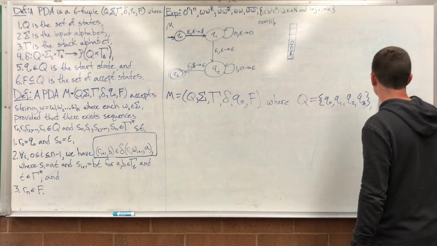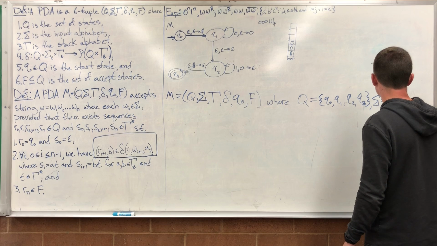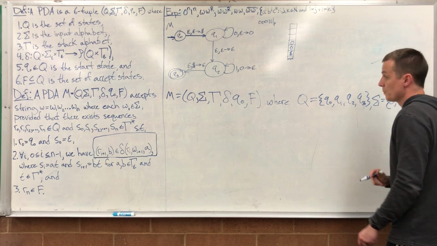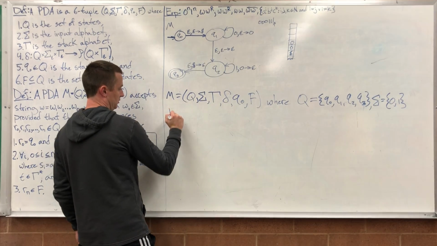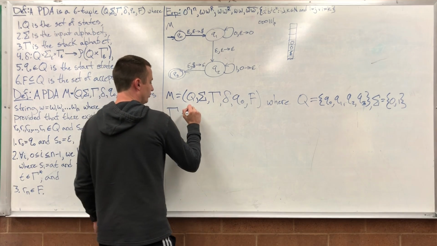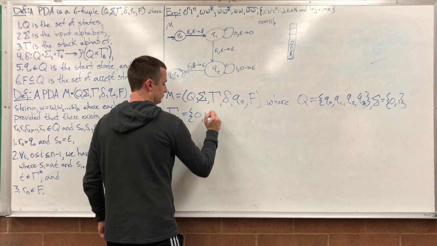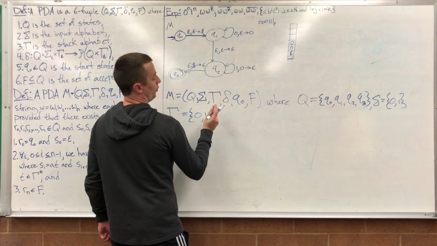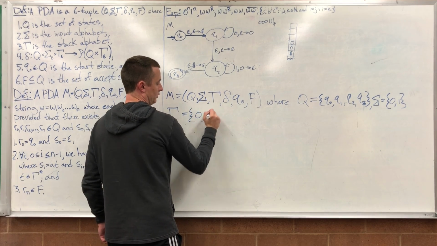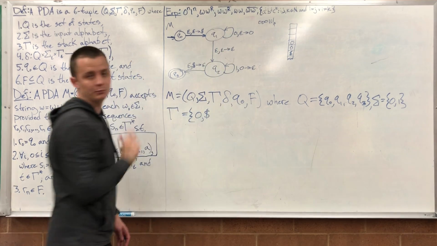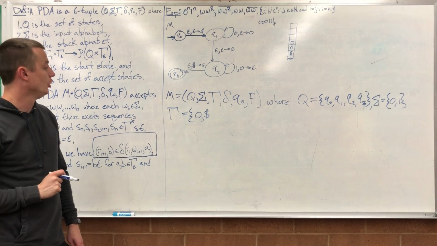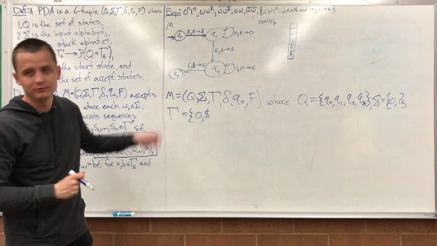Our input alphabet is going to be just 0 and 1. Our stack alphabet is going to be 0 and $sign. No 1, just 0 and $sign. We never push 1s onto our stack. We only count the zeros and then pop off the zeros as we read the 1s. Would it be incorrect to put 1 there though? No, you can put it there. It just so happens we don't use it.